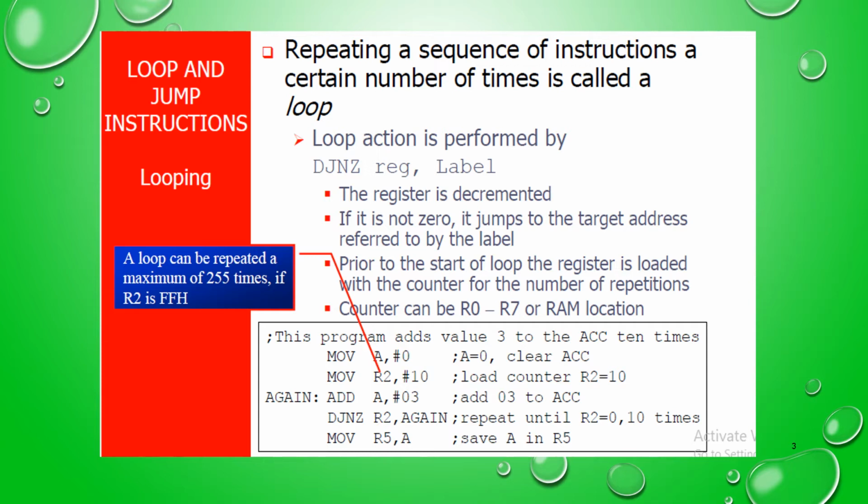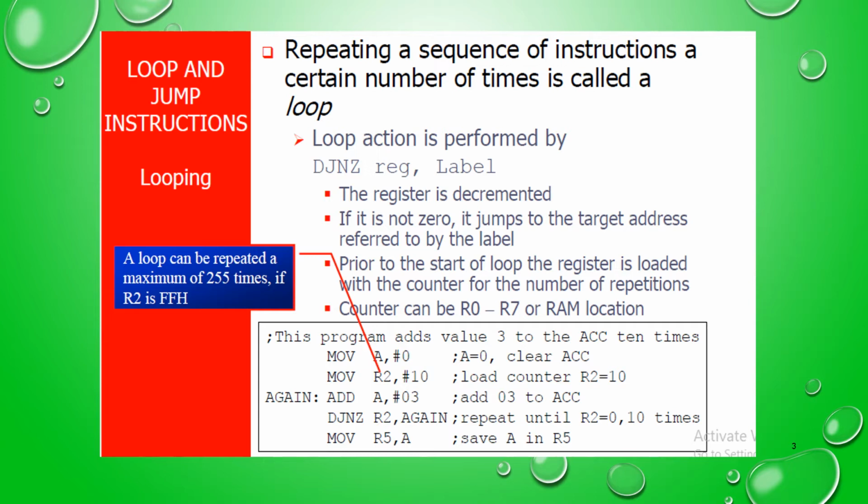Then ADD A, #03, so meaning is that whatever is in the accumulator will get added with the number 3. So in the first step we have made A equal to 0, so now it will get added with 3. Now the accumulator contents are 3.